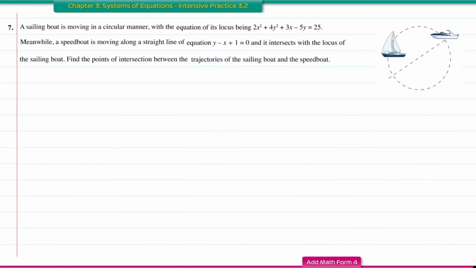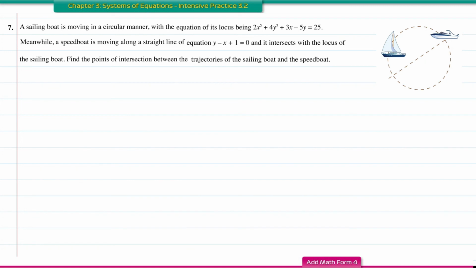Question number 7. A sailing boat is moving in a circular manner with the equations of its locus being 2x squared plus 4y squared plus 3x minus 5y equal to 25. Meanwhile, a speedboat is moving along a straight line of equations y minus x plus 1 equal to 0, and it intersects with the locus of the sailing boat. So find the points of intersections between the trajectories of the sailing boat and the speedboat.